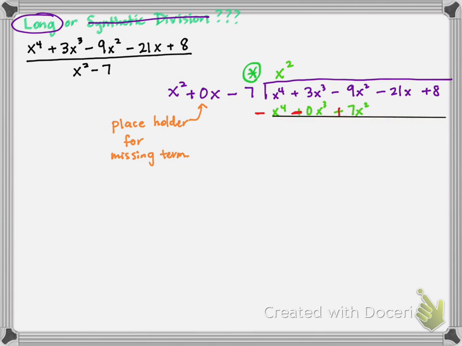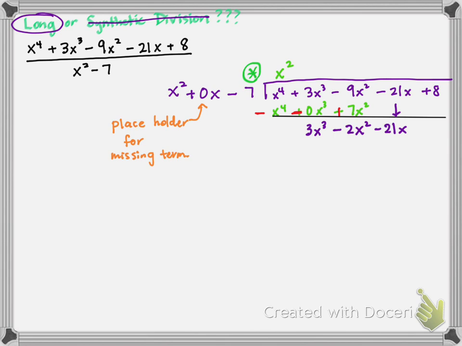Okay, so what do we get? X to the 4th minus x to the 4th is 0x to the 4th, so we have nothing left. Then 3x cubed minus 0x cubed gives you 3x cubed, and negative 9x squared plus 7x squared gives you negative 2x squared. I'm going to bring down my placeholder, or my value, of negative 21x, and I do that because my divisor is 3 terms, so I need 3 terms to get it to go back.